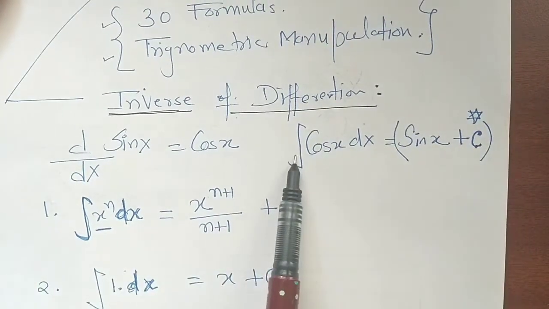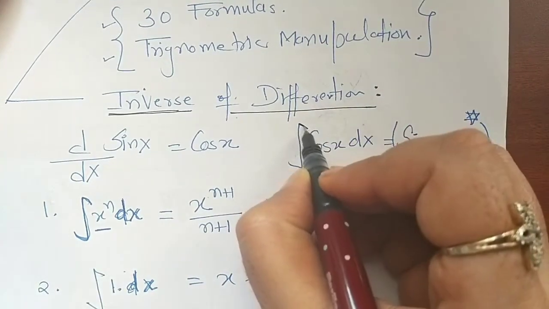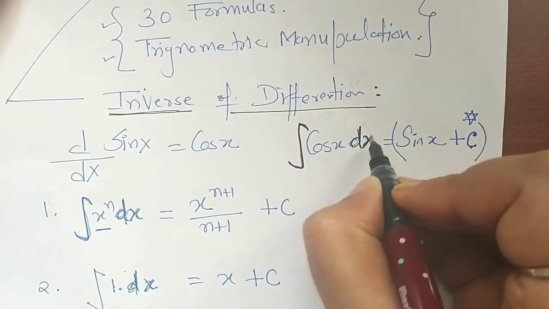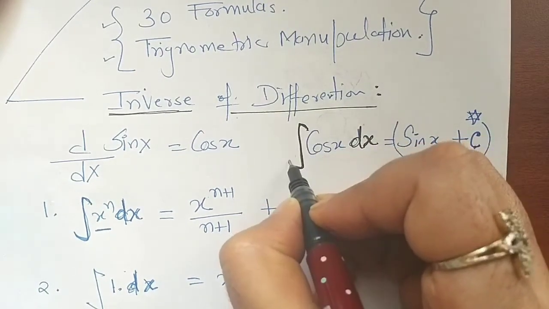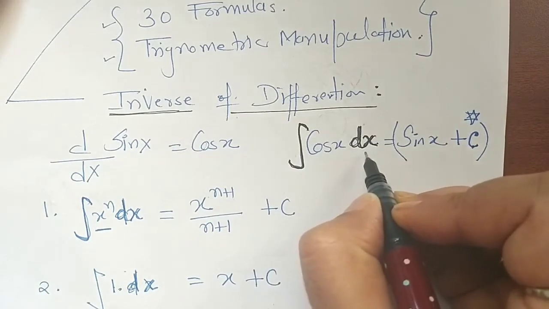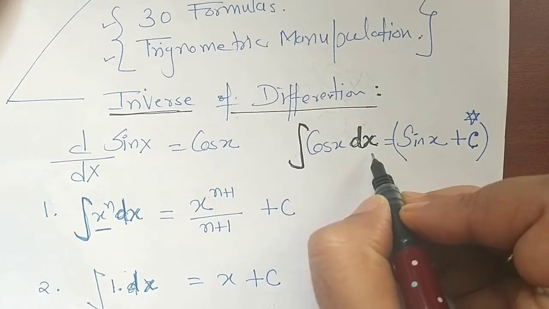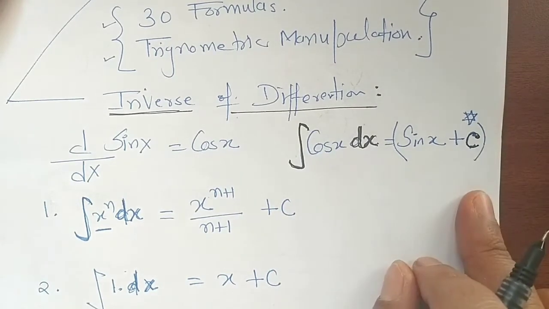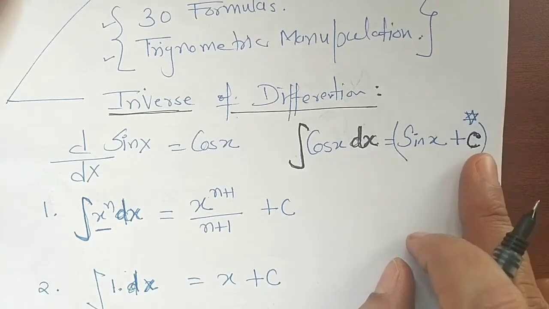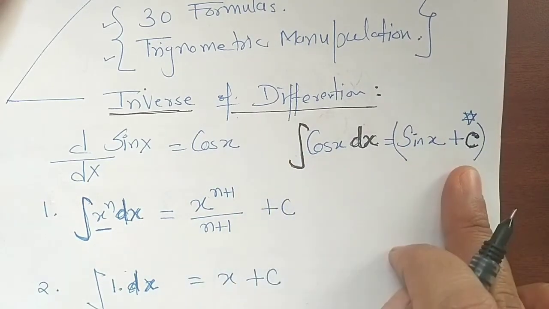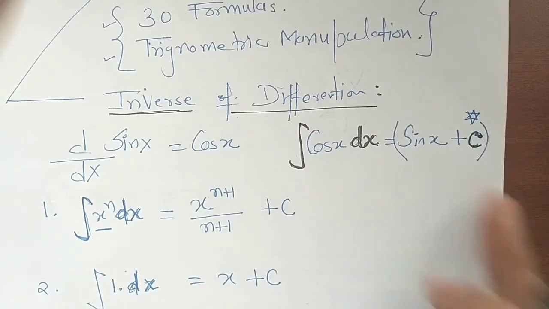The only thing is, in every integration formula, this is the symbol of integration, the stretched S, and dx. You can't skip dx. dx means with respect to x we are integrating, and in the answer the c is included, a constant. What is the reason for c? I will explain to you after a while. So that is how we show the integration.